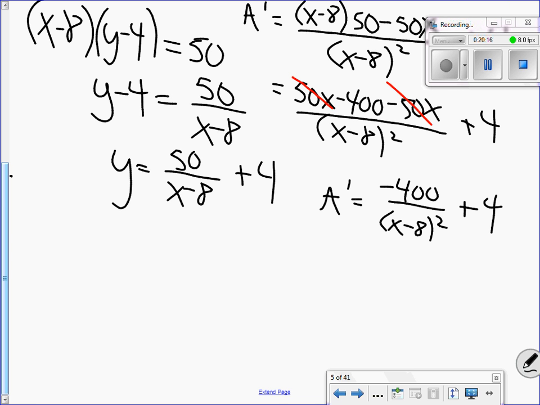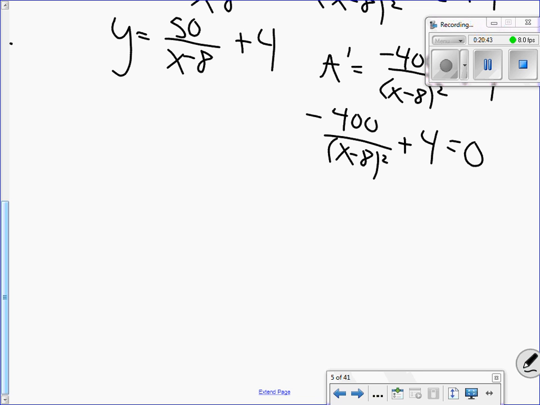Well, we know we don't have to worry about where it's undefined, because it's undefined at 8, as Cameron said. x has got to be greater than 8. We don't have to worry about that. So let's just find out when it equals 0. Let's find out when negative 400 over (x minus 8) squared, plus 4 equals 0. Let's solve that.